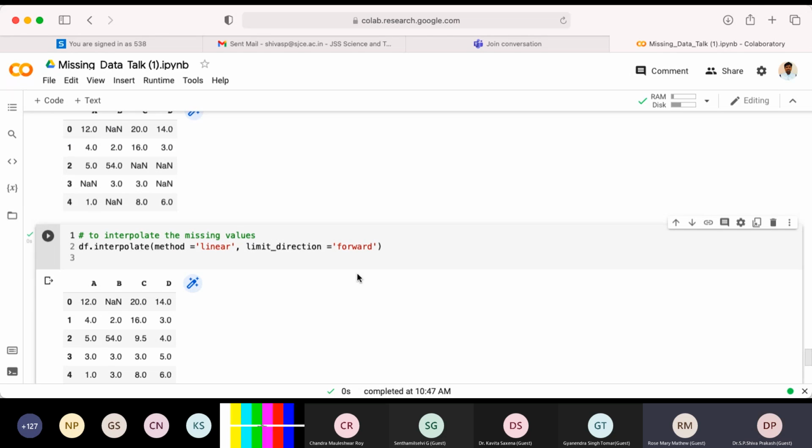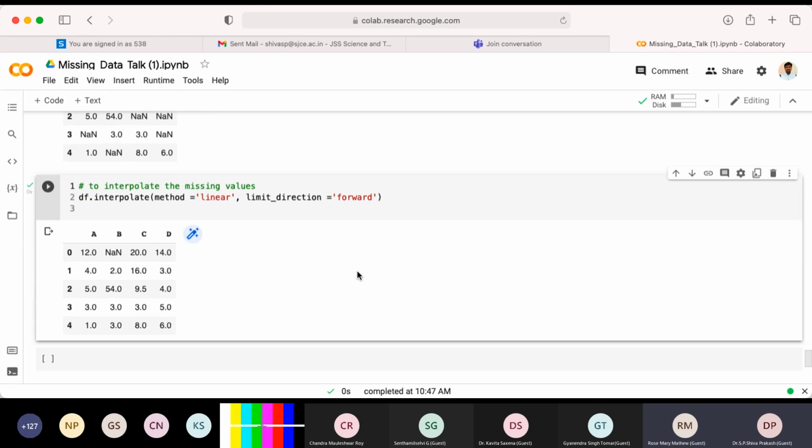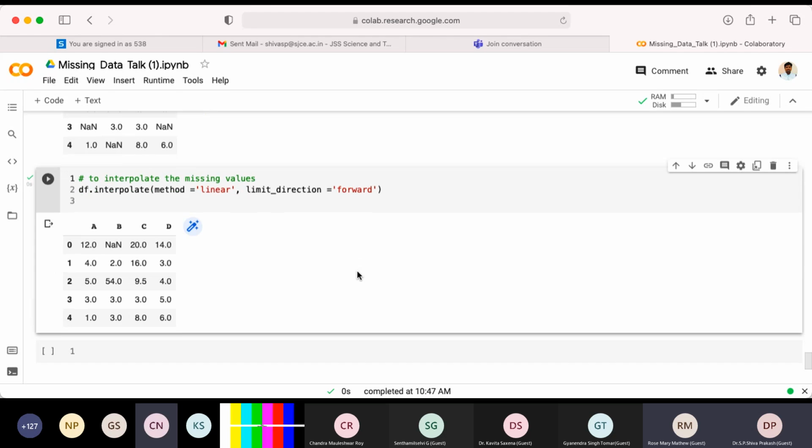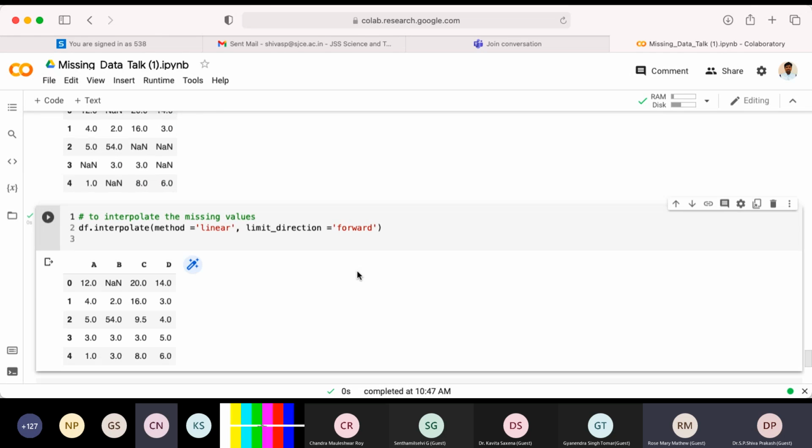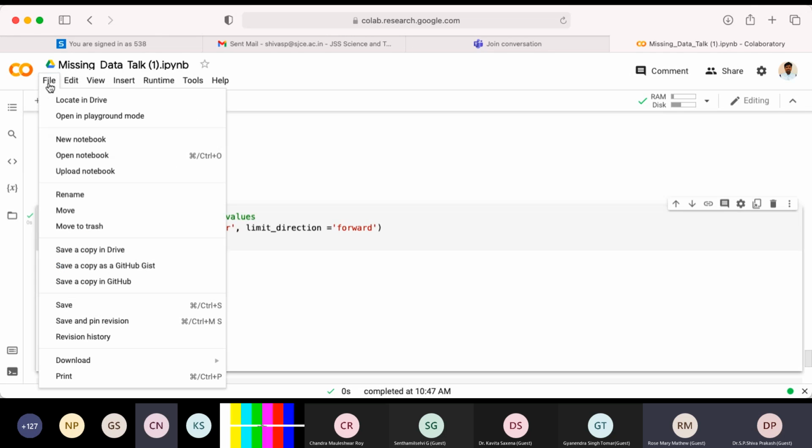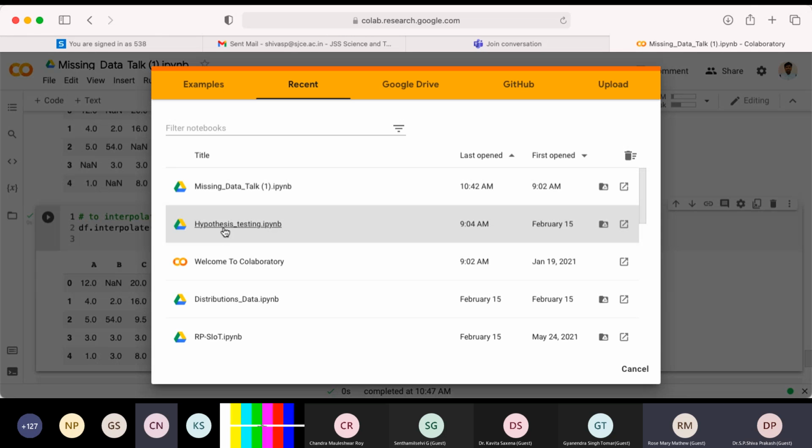So with a linear method and also the direction as a forward direction, right? So this is to fill the missing values. Similarly, I have hypothesis testing.